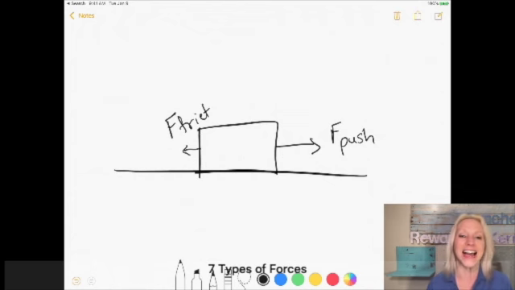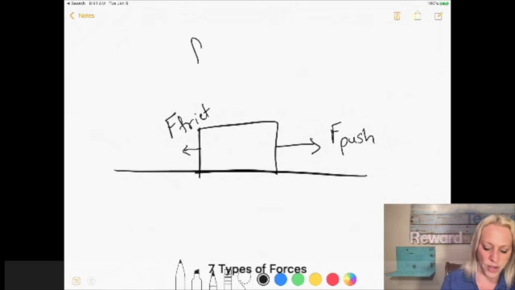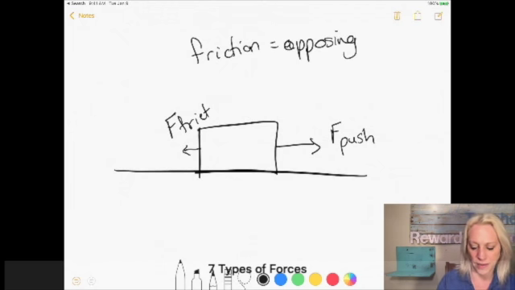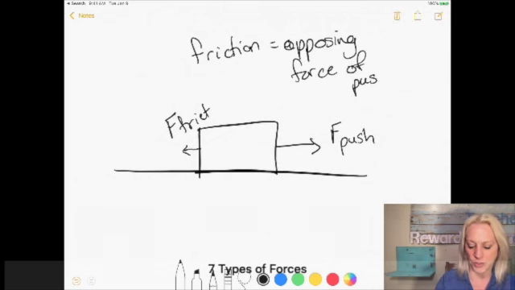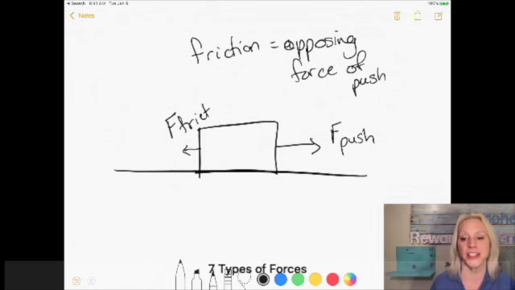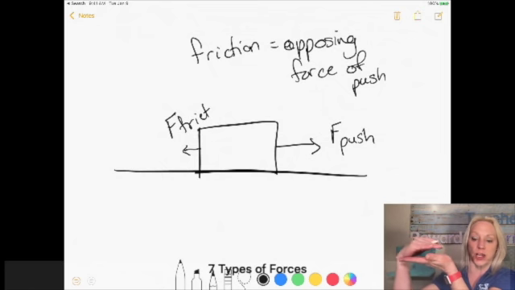F-R-I-C-T. So friction is the opposing force of push. So this is why we can't push something super easy across a surface unless it's frictionless. So that friction is causing it to slow down.